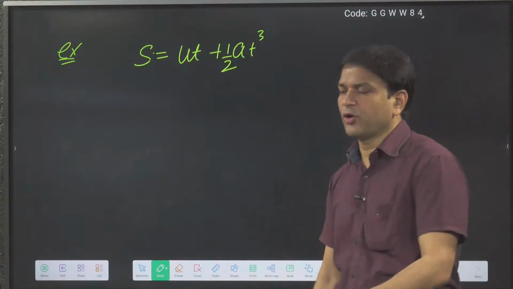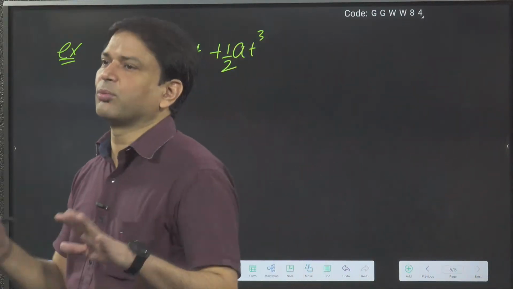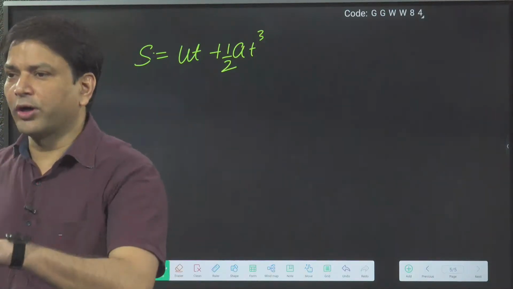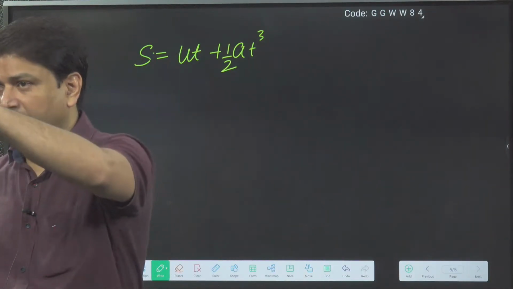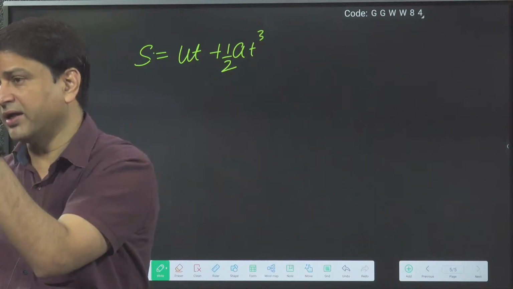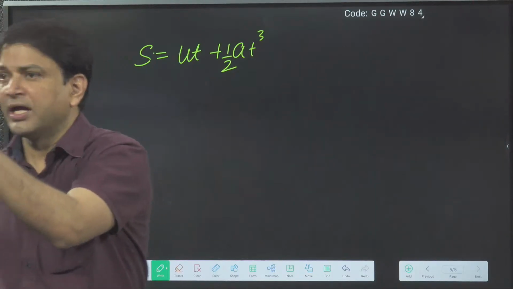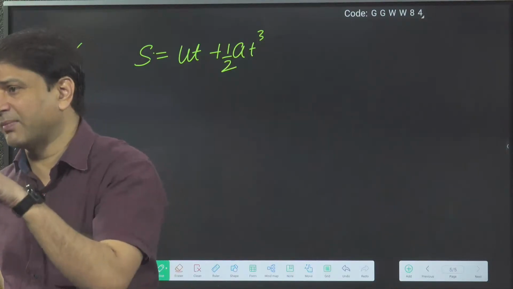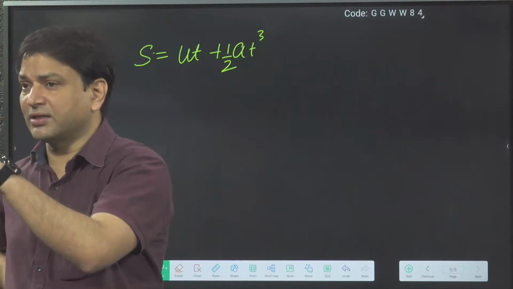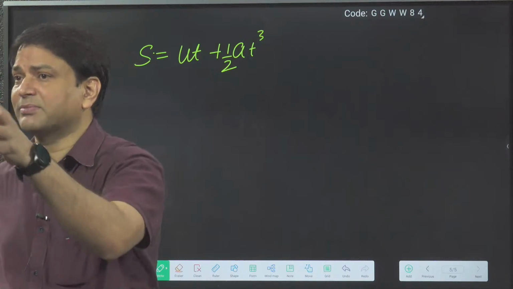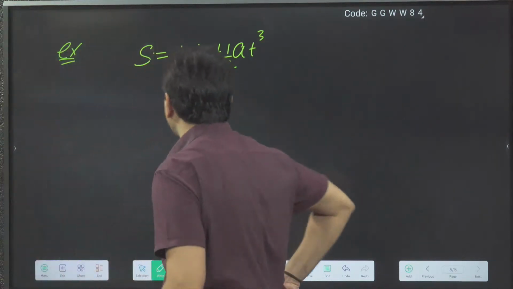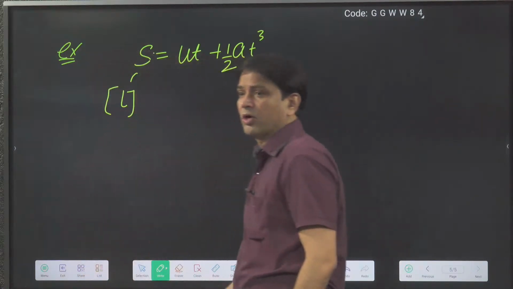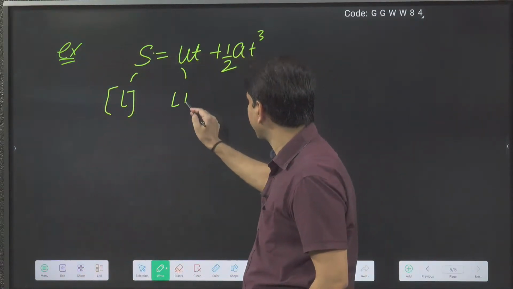But suppose you don't know the equation and you are verifying by dimension. According to the homogeneity of dimensions, here we are adding two quantities, ut and at cube. Half is a constant. The dimension of ut must be the same as the dimension of at cube, and since they are equated with S, their dimension must be the same as S. So what is the dimension of S? I can say L. What is the dimension of ut? u is LT minus 1.